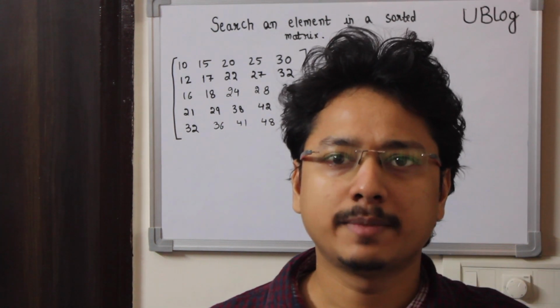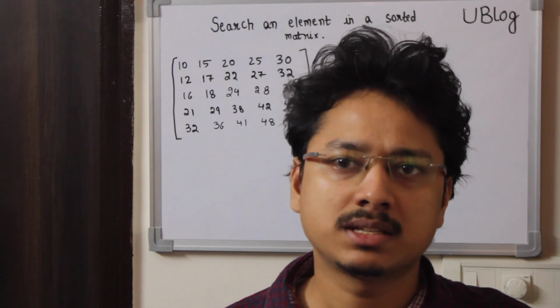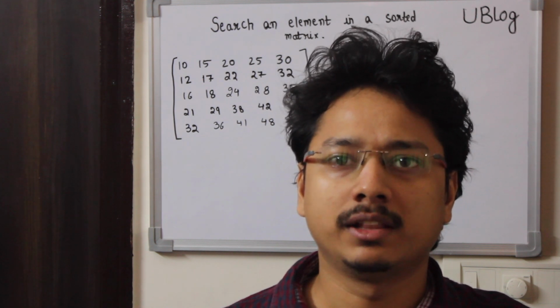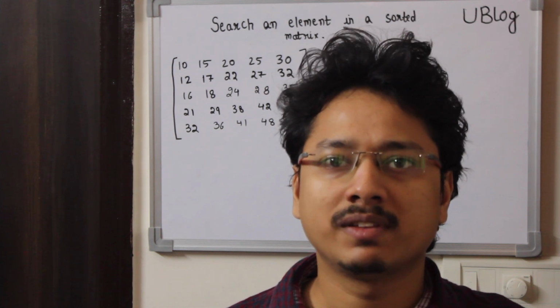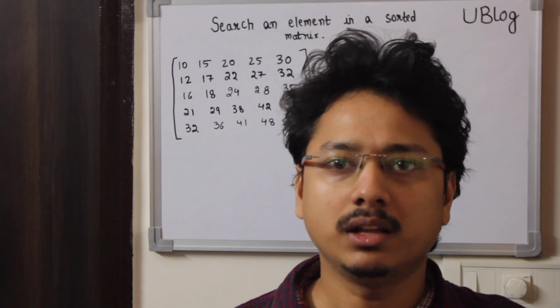So basically what exactly is meant by a sorted matrix? It means the rows and columns are sorted in the matrix. So rows are also sorted, columns are also sorted. And we are given this property and we need to search for an element in the matrix.